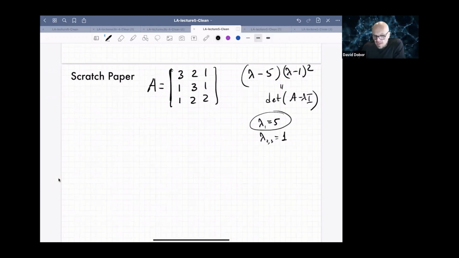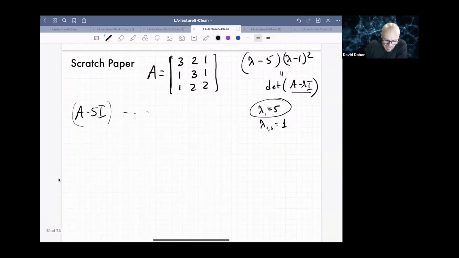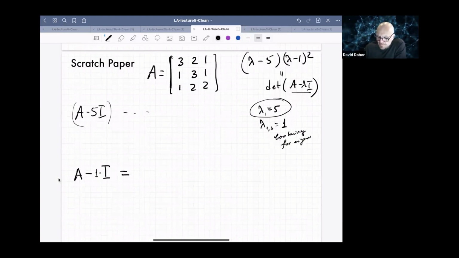I plug lambda equals 5 into A minus 5I. That would be an easy case, okay? So let's start with A. Let's find the eigenvector associated with A minus 1 times I. What do I get? So I'm looking for eigenvectors now, and I'm hoping that I can find two linearly independent eigenvectors. So what's A minus lambda I?